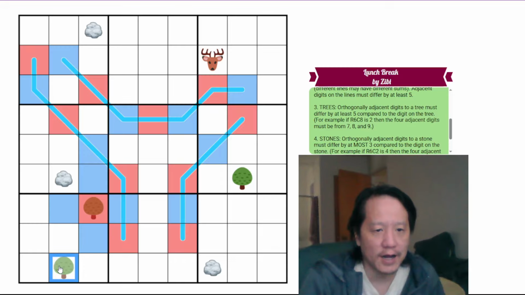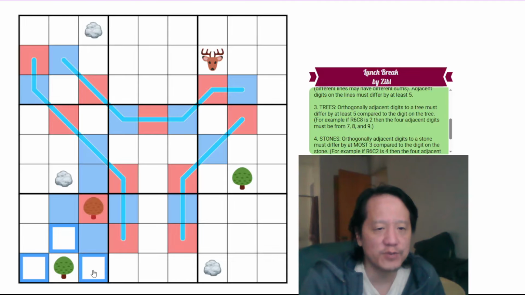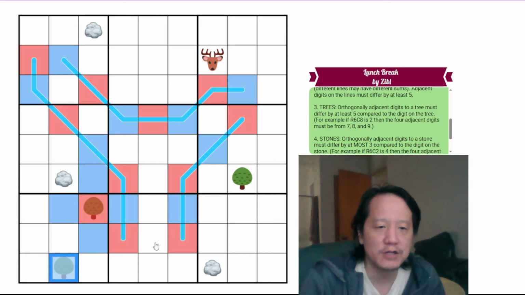If this were a high, that would mean all 3 of these would have to be low, but then we'd have 5 low digits in box 7, which is not allowed. So this must be a low here, which forces all of these to be high. So this must be a low and a 5 here.